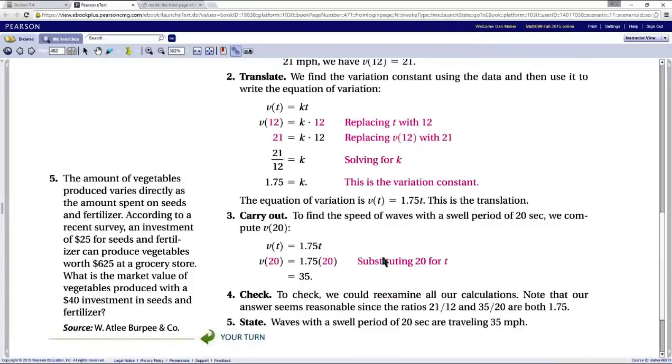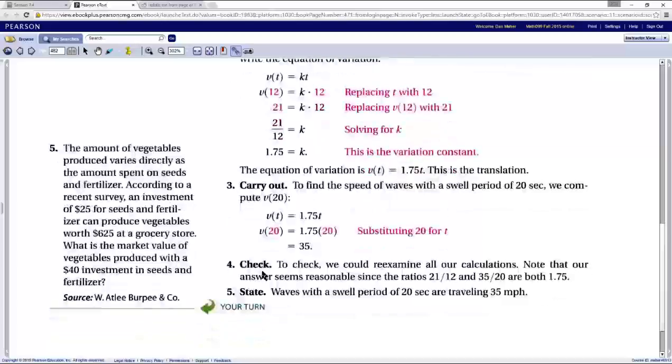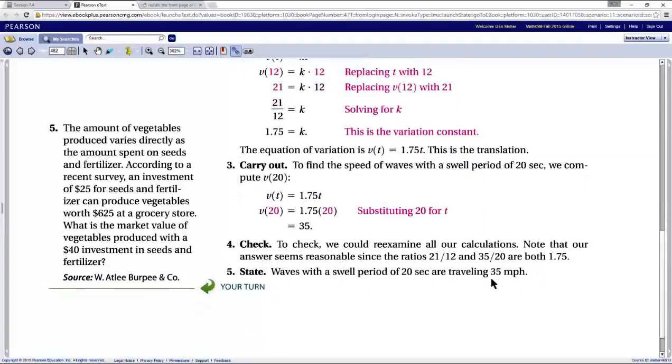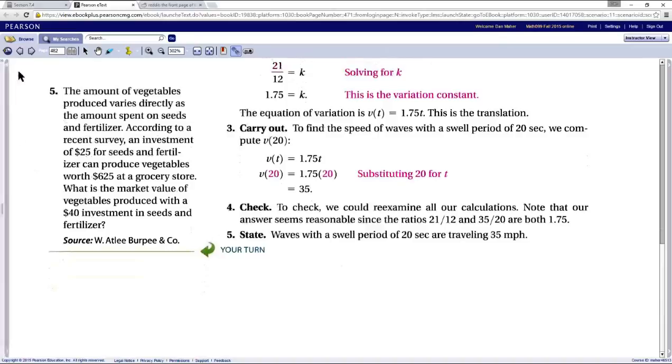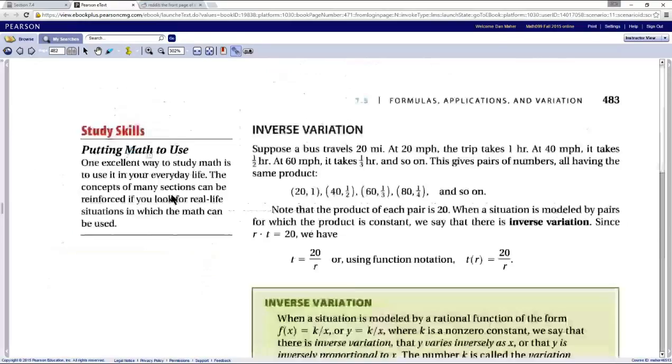Now to carry out, to find the speed of waves with a swell period of 20 seconds, we can then compute this. I basically have a new function that they created. You put t in there for swell time, the period of time of 20 again. And we end up with 35, right? So it comes out with the output. To check, make sure these things work and make sense, and you're off to the races into Functionville. Okay?